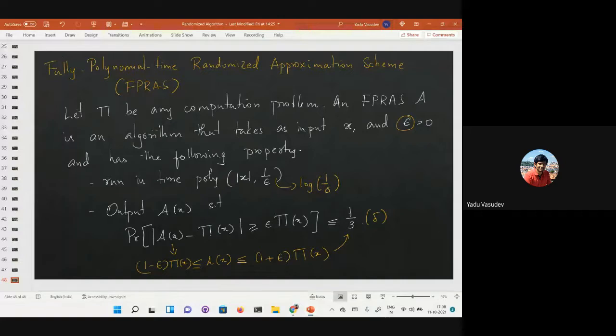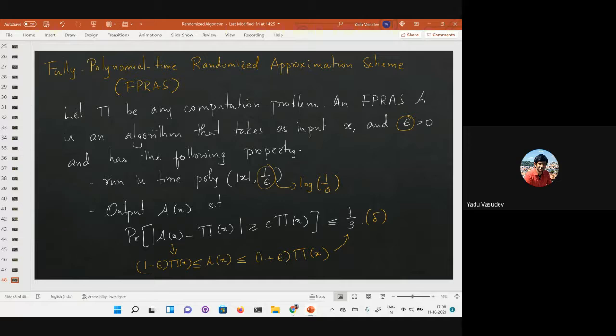And the running time depends on the error which you want. If you want epsilon to be really, really small, then your running time will be large, because the running time is polynomial in 1 over epsilon. So if you want the error to be really tiny, then the algorithm will take more time. Basically, the algorithm's running time depends on the amount of approximation that you actually require.